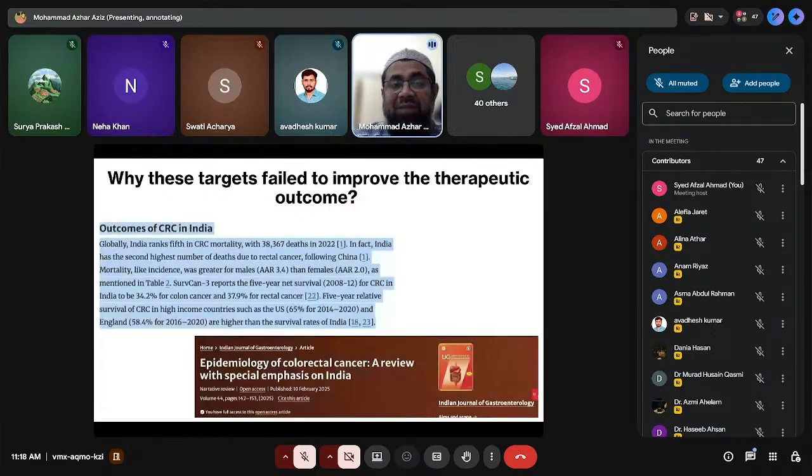So the question that comes out is, we have seen so many targets here: the EGFR, the HER2, the PD-1, PD-L1, the NTRK fusions. Why do these targets fail to improve the therapeutic outcome? I will give you a few seconds to read this and see what is the current scenario in India. I'm not talking about the whole world. I'm talking about the country where I'm speaking from.